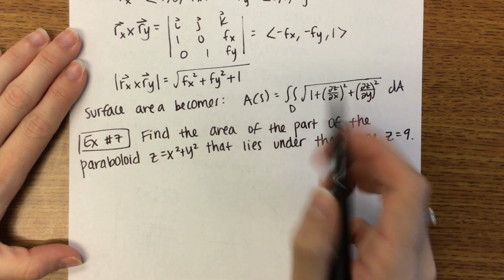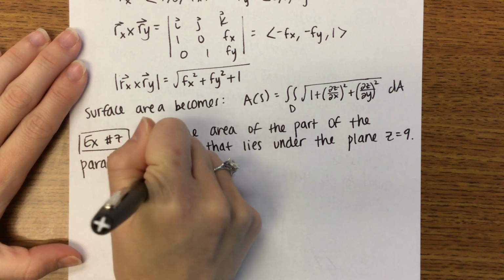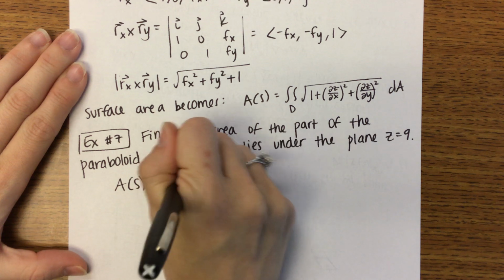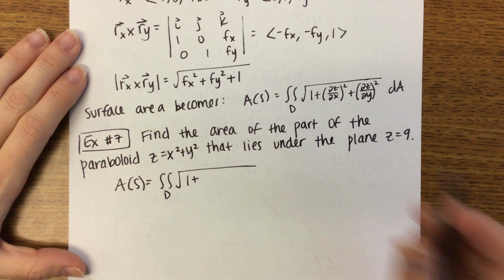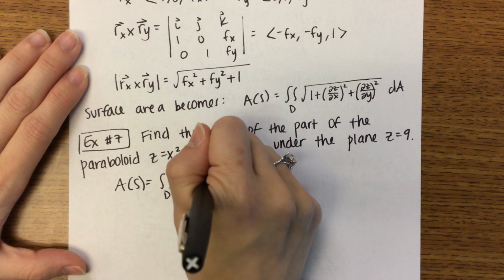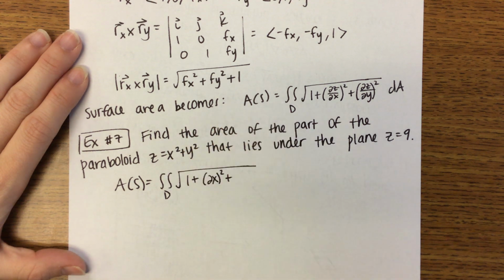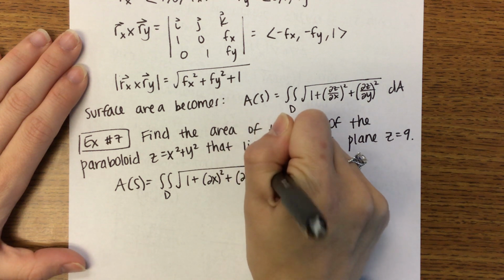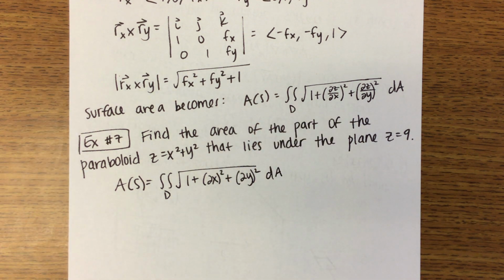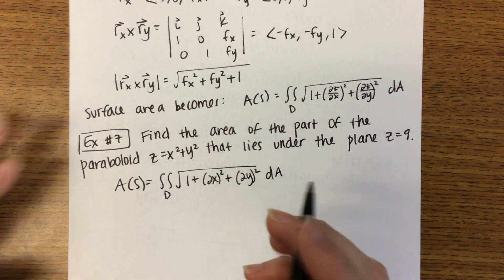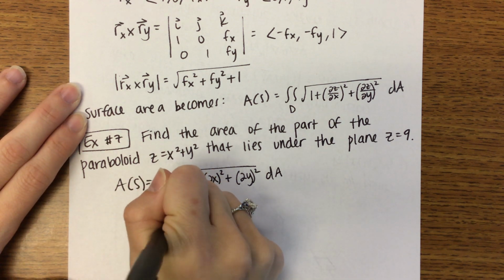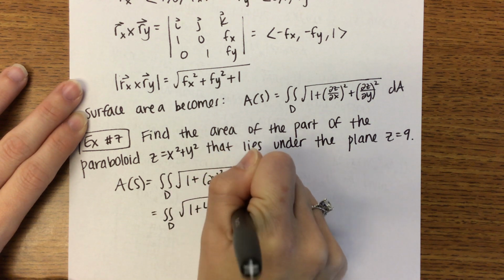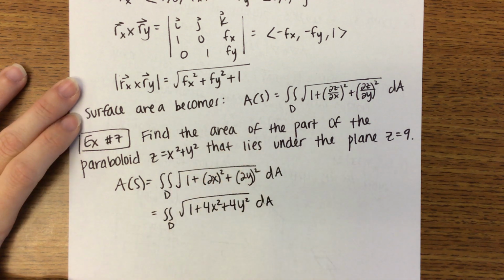So we're going to use the formula above. It's going to be the double integral over the region D, which we can figure out later, of the square root of 1 plus partial of z with respect to x, so that's 2x squared, partial of z with respect to y, so that's 2y squared, and then dA. So this simplifies to the square root of 1 plus 4x squared, add 4y squared, dA.